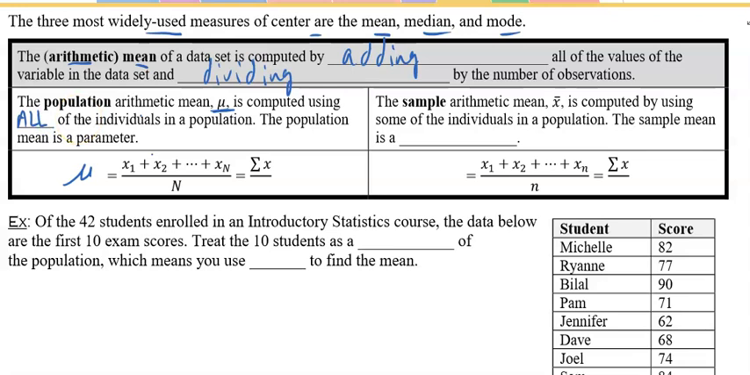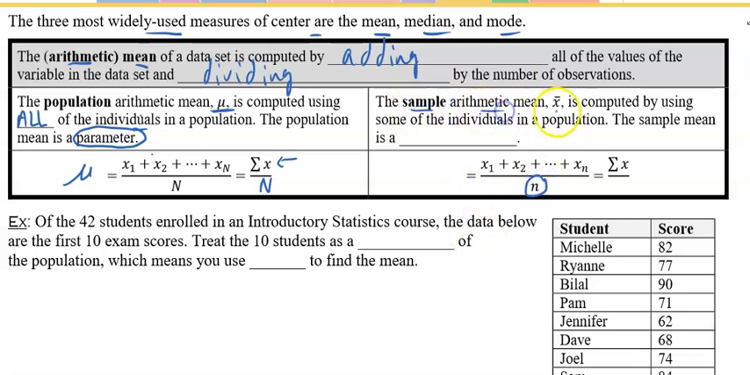The population mean is a parameter. And you find it by taking the sum of all the measurements divided by N. Capital N stands for the population, the total population. Little n stands for the sample.